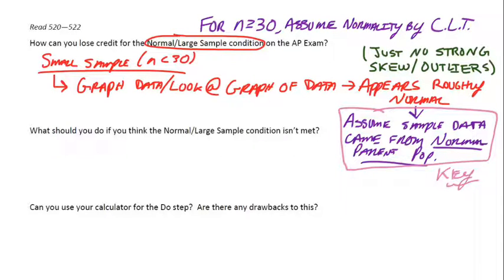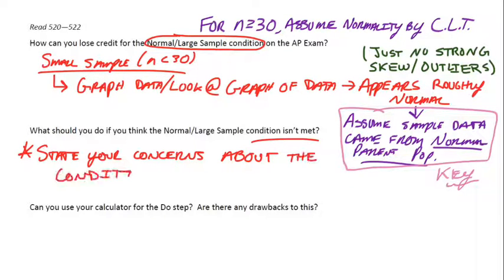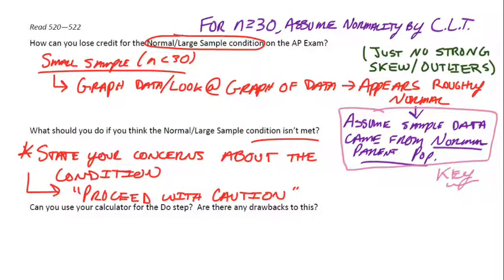And then what if we do that and it still just isn't acceptable to call the thing normal? Well, we just need to make that note in our report, right? So just state your concerns about what the condition was that wasn't met, and then you could say proceed with caution. So we would just have to say, like, hey, the normality condition wasn't met here, so we are going to proceed with caution, and we're still going to go ahead and give an answer to the problem. We're just not going to try to cover anything up and call something normal when it's not. So state whatever your concern is and say proceed with caution.